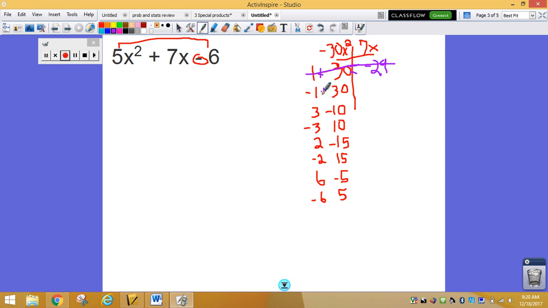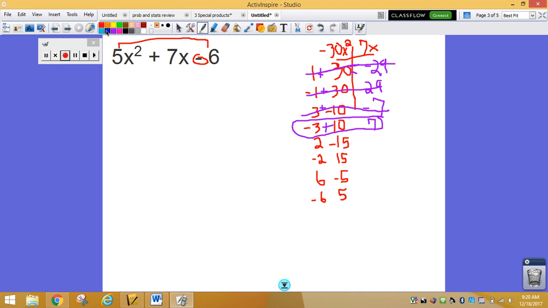Let's try negative 1 plus 30. That gives me positive 29. Again, I want 7. That doesn't work. Negative 3 plus 10 gives me negative 7. Well, that's close, but I want a positive 7. So that's not right. Negative 3 plus 10 gives me 7. So this is what I'm using, negative 3 and 10.